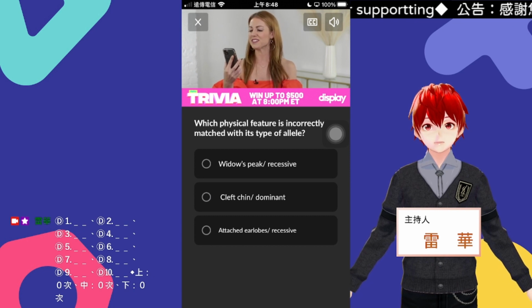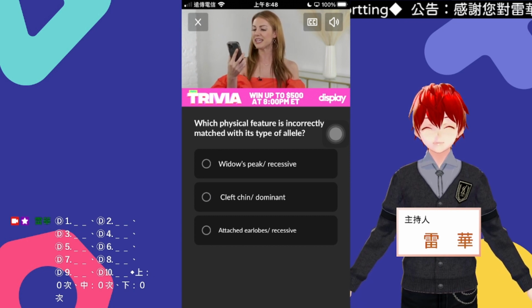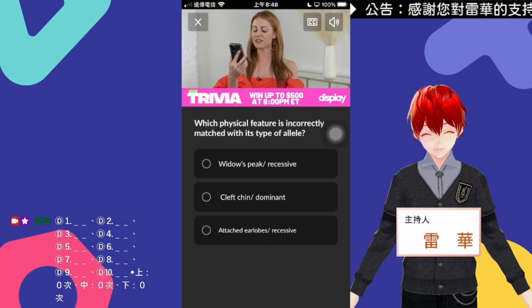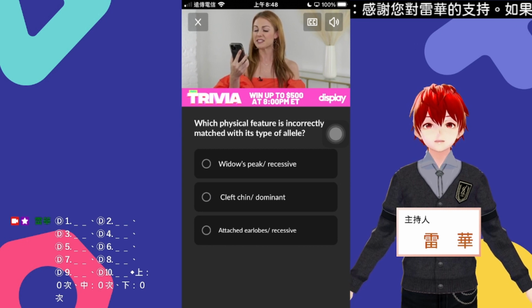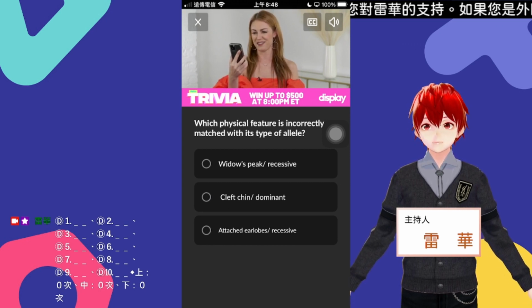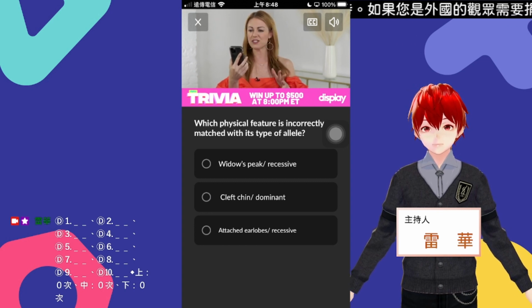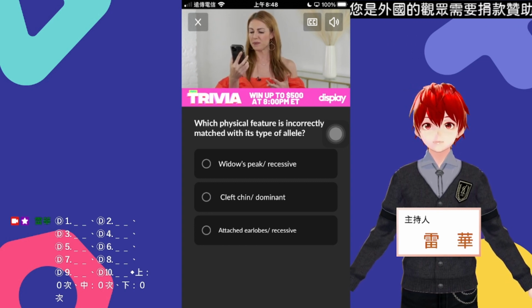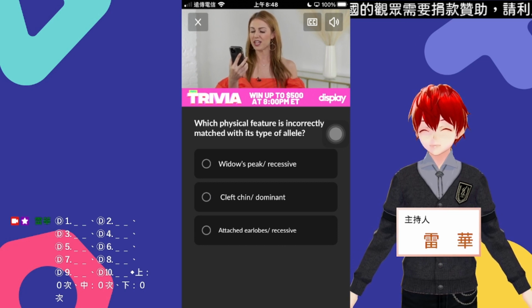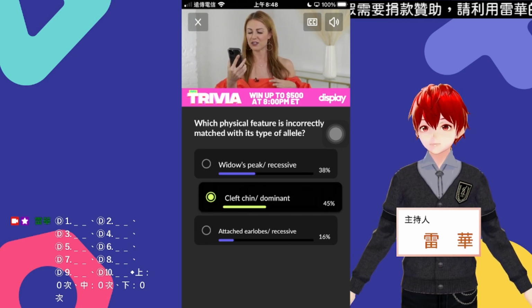Which physical feature is incorrectly matched with its type of allele? Widow's peak recessive, cleft chin dominant, attached earlobes recessive.